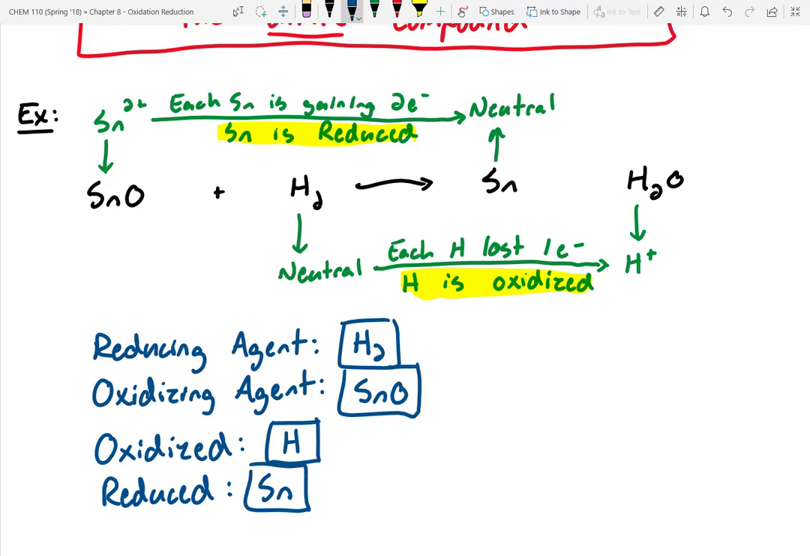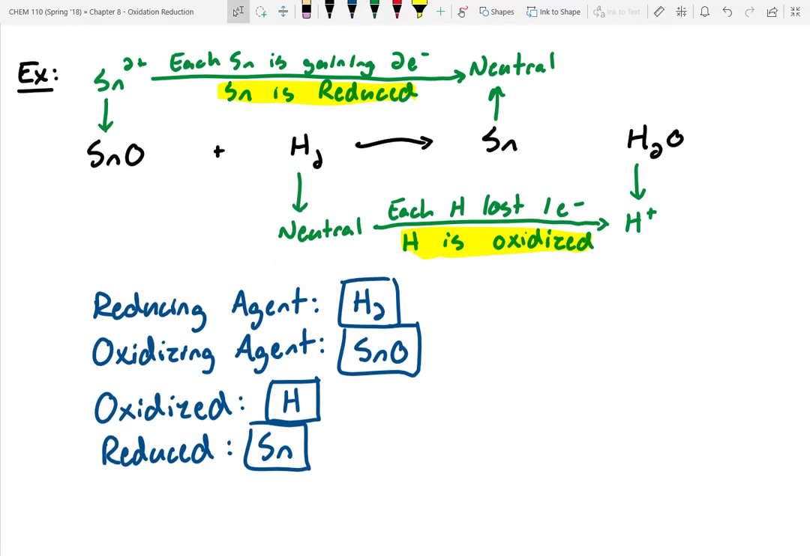Yep? For the reducing agent and the oxidizing agent, is it always going to be, in this case, on the right side of the equation? Yes, it's always going to be, or sorry, the left-hand side of the equation. It's going to be on the starting material side. Yeah, your other right.